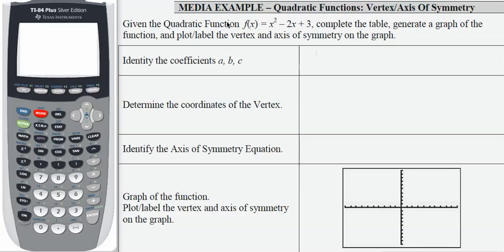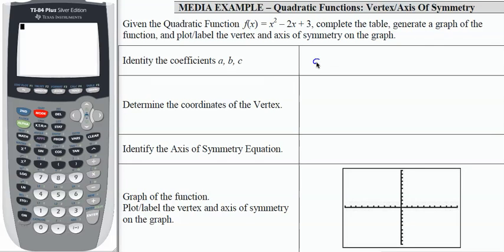Here we're given the quadratic function f of x equals x squared minus 2x plus 3. We're asked to complete the table, generate a graph of the function, and then plot and label the vertex and the axis of symmetry on the graph. Let's start by identifying the coefficients a, b, and c.